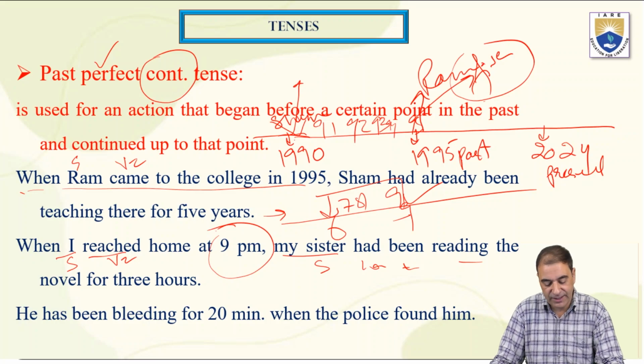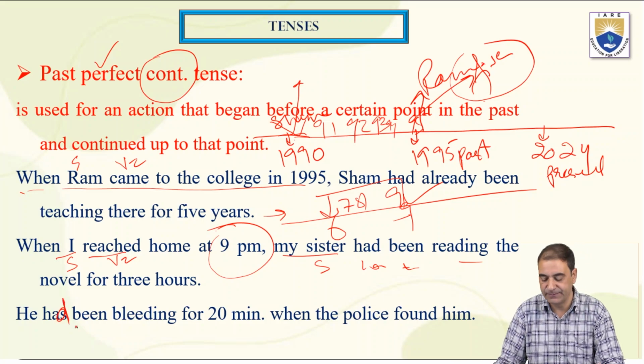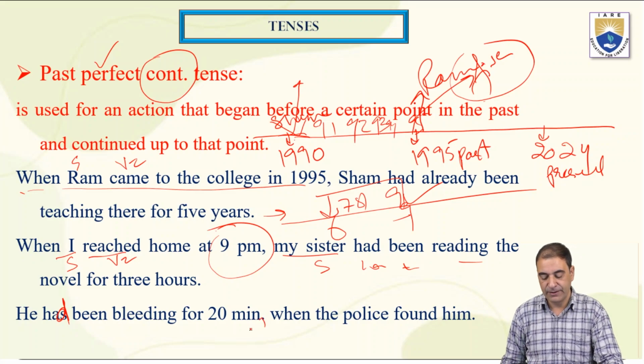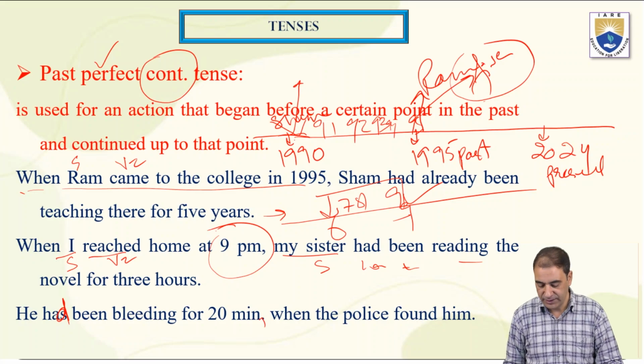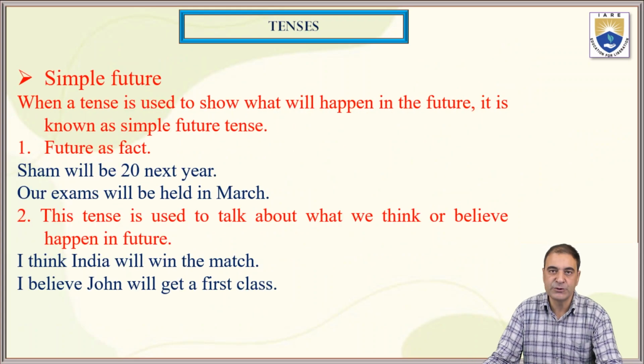And the next one, he had been bleeding for 20 minutes. When police found him, he had been bleeding for 20 minutes. Again, there we have 2 clauses, and one clause is in simple past and the second one is in past perfect continuous tense. And then we have the simple future tense.